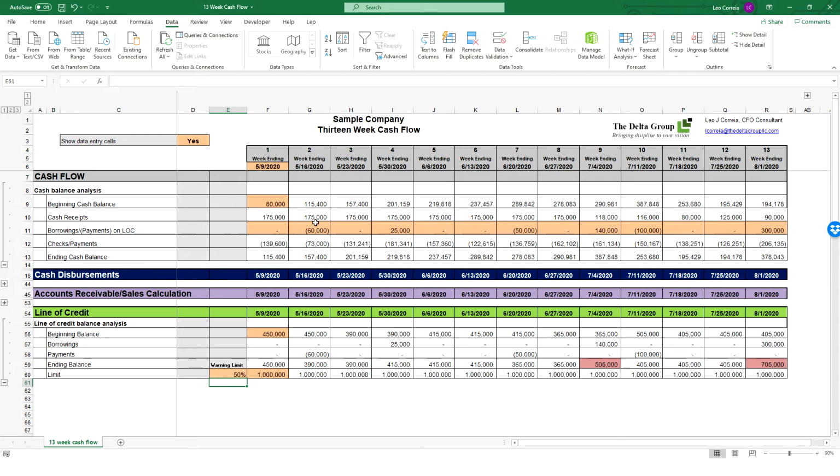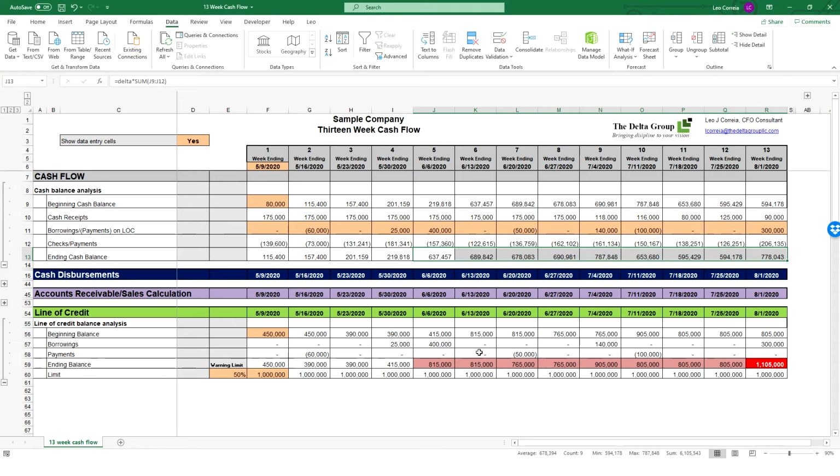Now, as we enter information, there is a couple of things that are going to happen. So let's really stress the line of credit and see what happens. So the first thing I want to do is I'm going to borrow in week 5, I'm going to borrow $400,000. And what we're going to see is two things happen. Obviously, my cash balance goes up, and it goes up far more than really what I need to.